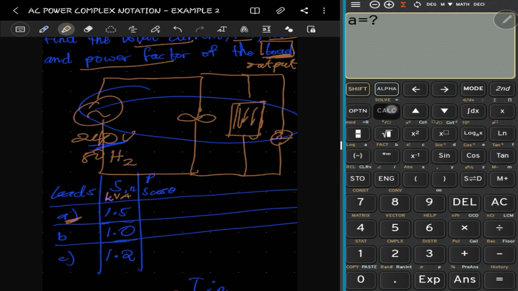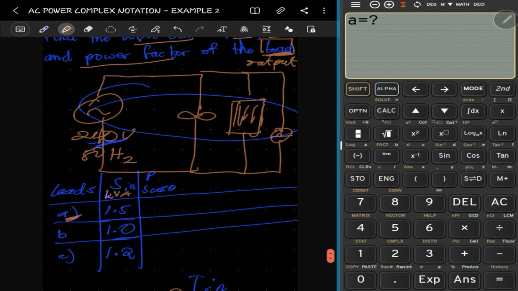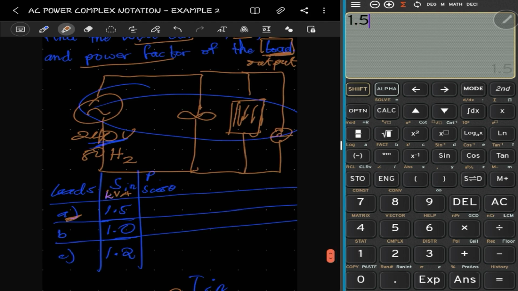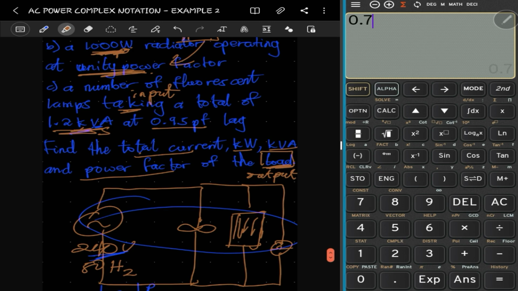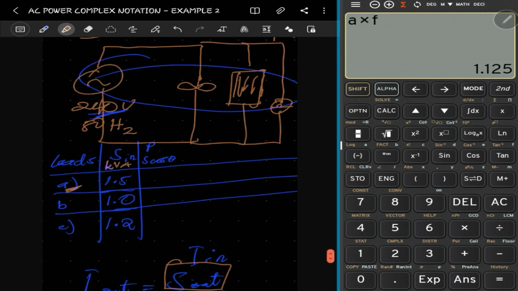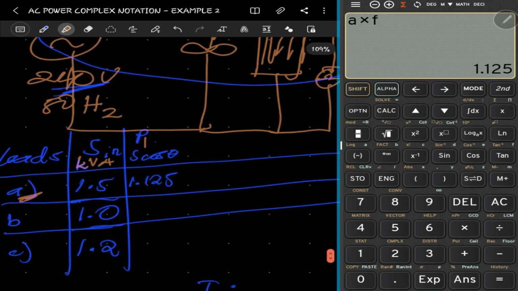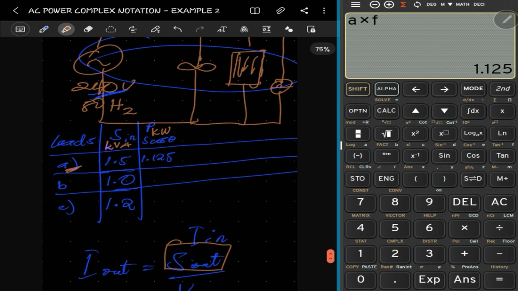Okay. So now we know apparent power is 1.5. Power factor is 0.75. And that will give us a power of 1.125. And all this, as we've said, the unit is kilo, right? And kilowatt here. Okay, go to the next one.